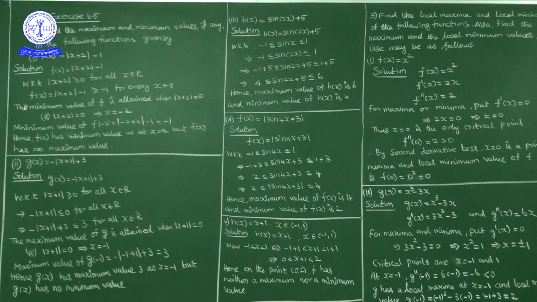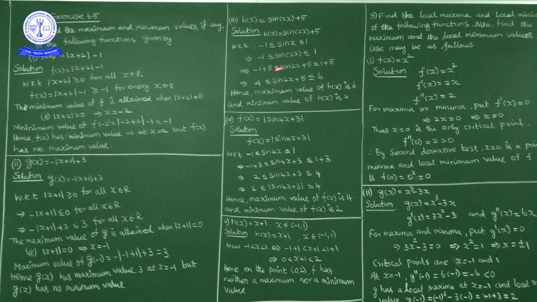Next, third question: h of x is equal to sine 2x plus 5. So what we know is that the sine function and cos function always lie between minus 1 and plus 1. Minus 1 is less than or equal to sine x, which is less than or equal to 1. So sine 2x also lies between minus 1 and plus 1: minus 1 is less than or equal to sine 2x, which is less than or equal to 1.